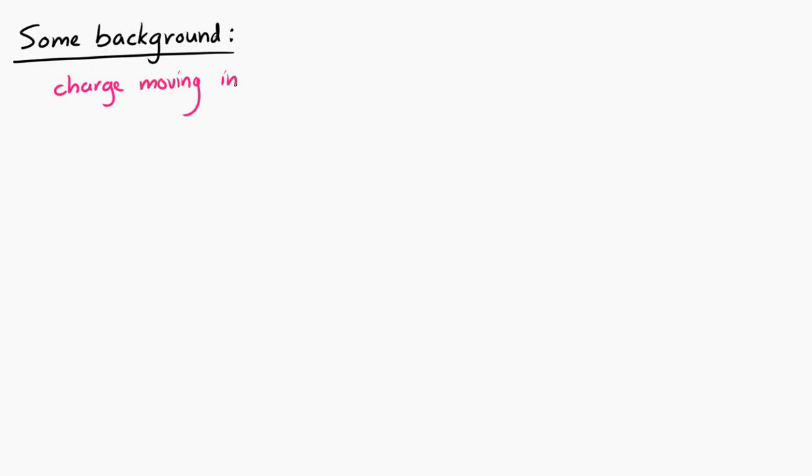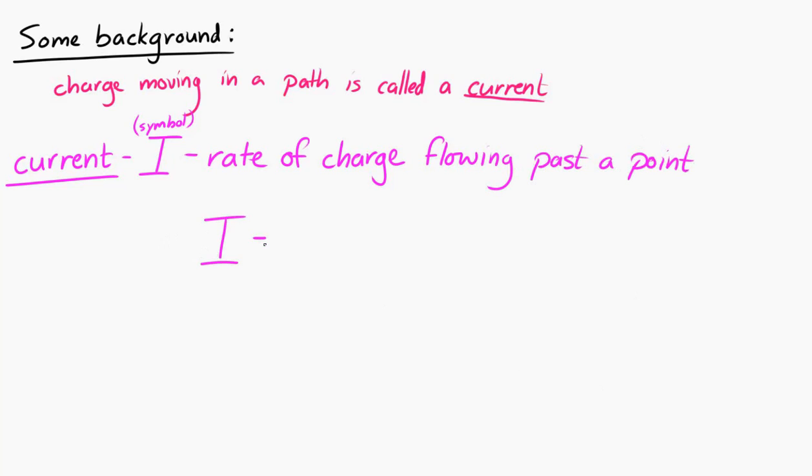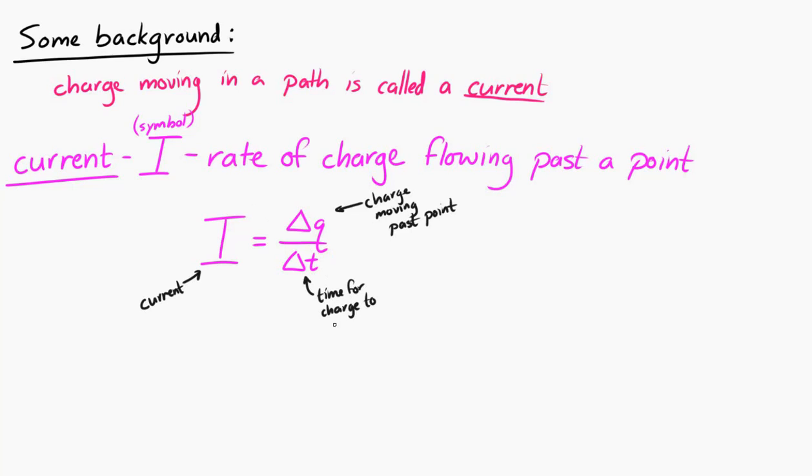Now, before we get any further, a little bit of background. If we have charge moving along a path, that's called a current. A current, which is usually represented with the letter capital I, again, don't know why, but it is. A current is the rate of charge flowing past a point. So the equation that's associated with that is that the current, I, is equal to delta Q over delta T, where delta Q is the charge that flows past a point, and delta T is the amount of time that it takes for the charge to flow past the point.